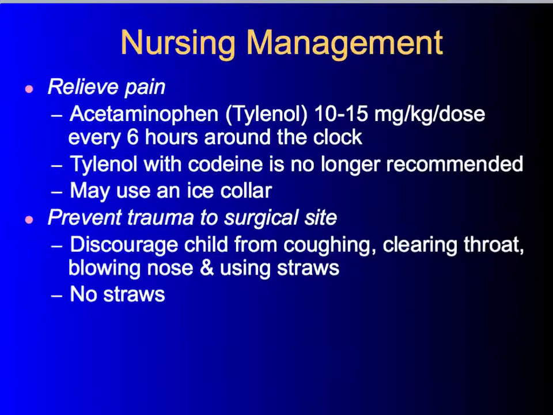The next nursing measure is relieving pain or maintaining comfort. Acetaminophen or Tylenol at a dosage schedule of 10 to 15 milligrams per kilogram per dose every 6 hours should be administered around the clock. Tylenol with codeine is no longer recommended, because the codeine can have a delayed absorption, and then when it is absorbed, it's absorbed all at once, and the child can have respiratory compromise as a result of having too high of a dose of codeine in the bloodstream.